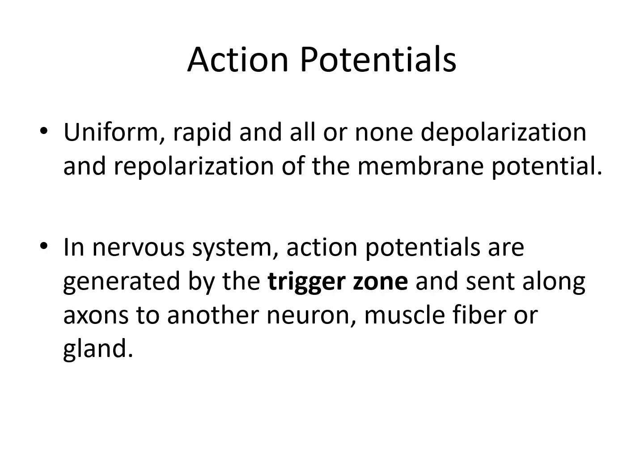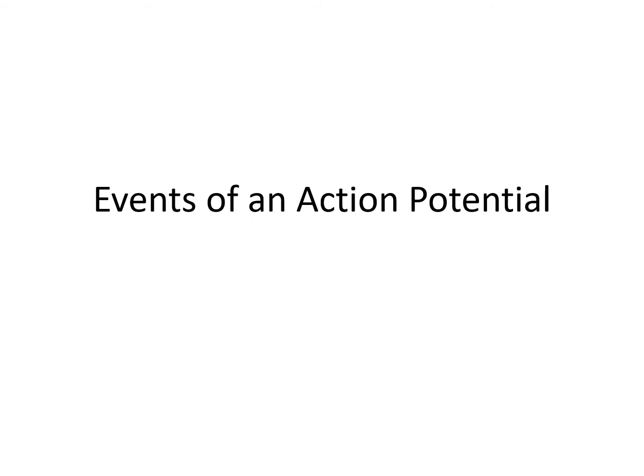Action potentials. So action potentials are uniform, rapid, and all or none depolarization and repolarization of the membrane potential. If you remember from this, the action potential for a skeletal muscle, it just went straight up to positive, and then as potassium channels opened up, it repolarized. Okay. In the nervous system, though, action potentials are generated by what's called the trigger zone and sent along the axons to another neuron, muscle fiber, or gland. Okay, so let's look at the events of an action potential.